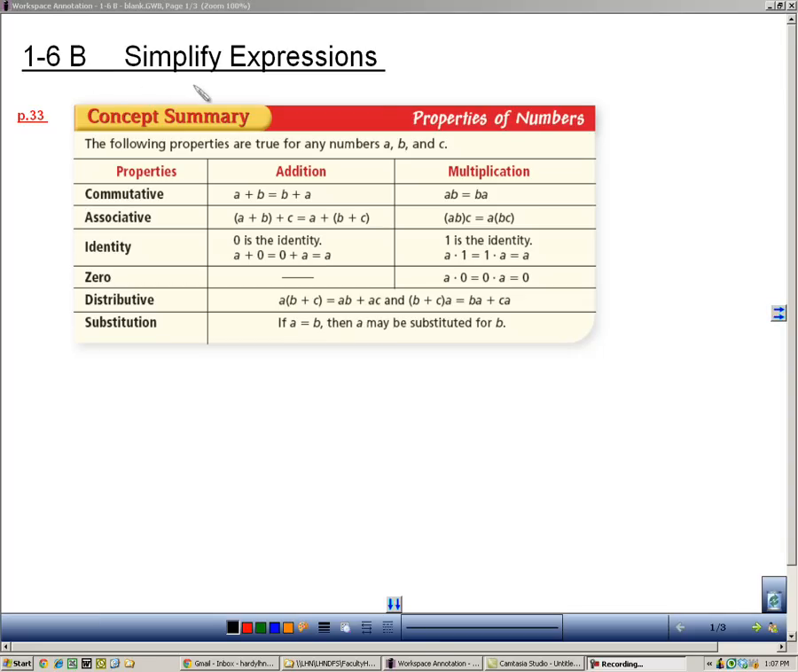Section 1.6b is about simplifying expressions. We're going to use the different properties that we've learned in the last couple of sections. We're actually going to put them to work and use them to simplify some expressions. You can find this table on page 33, and it just gives a review of all the different properties we've learned.